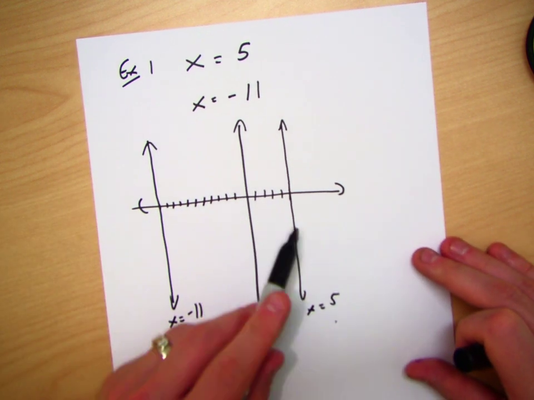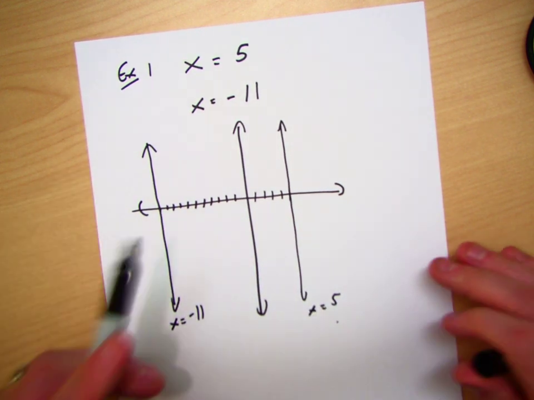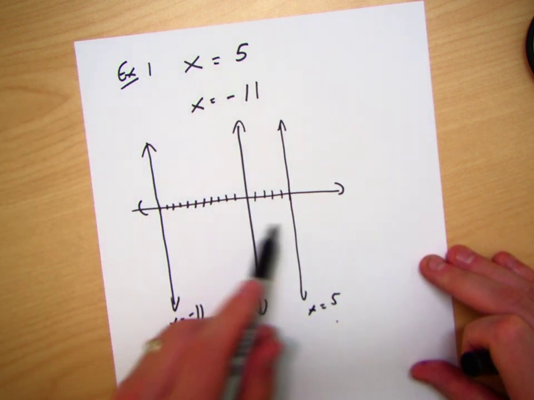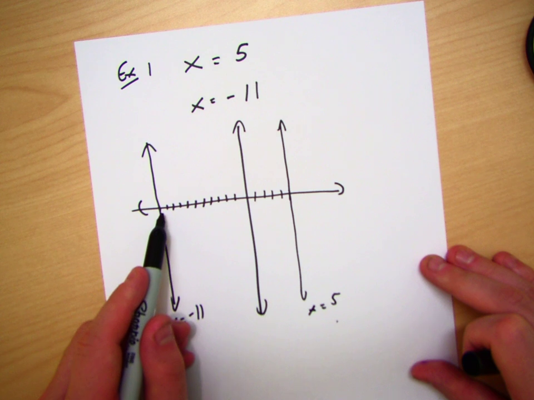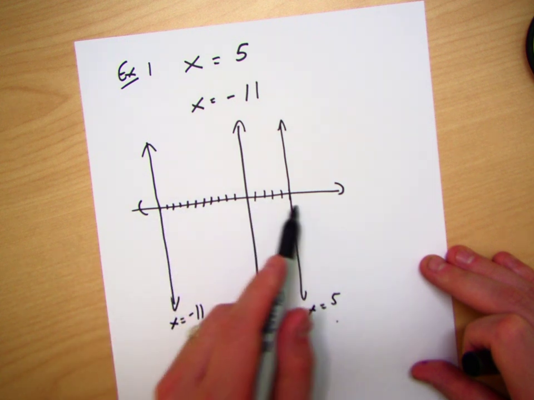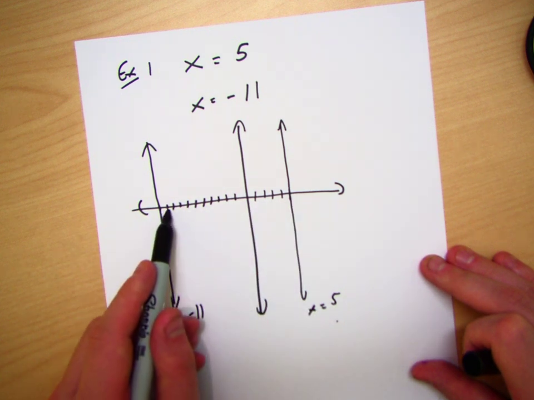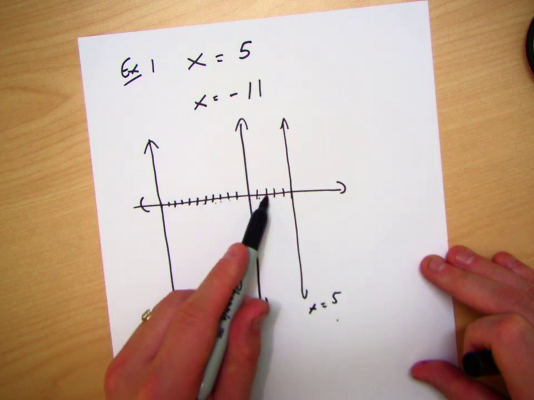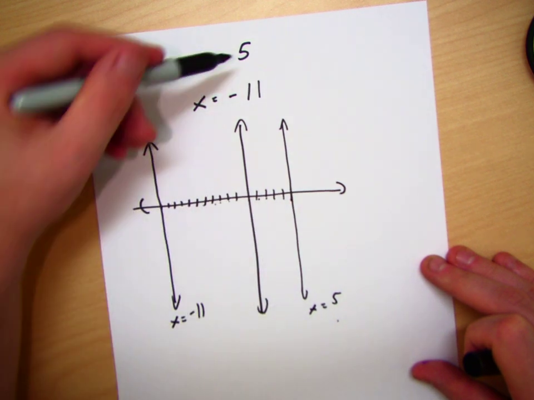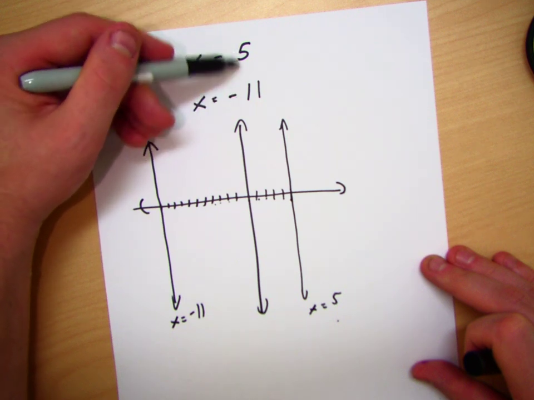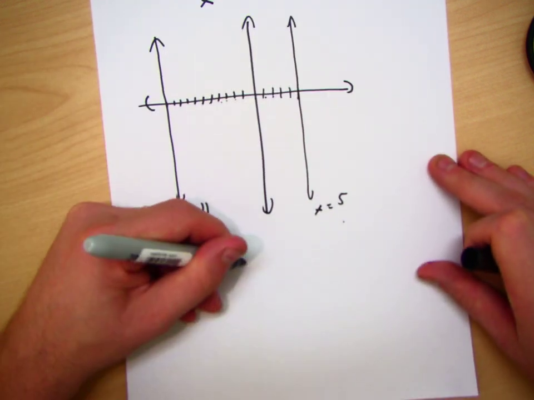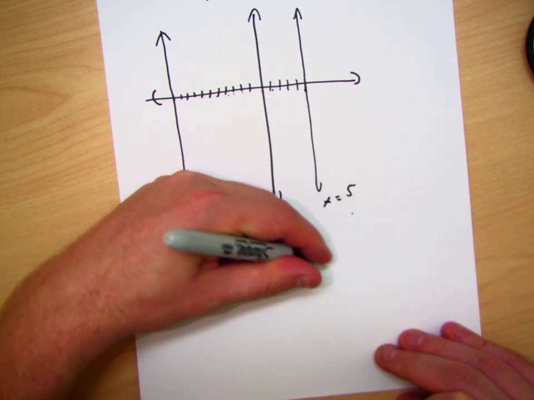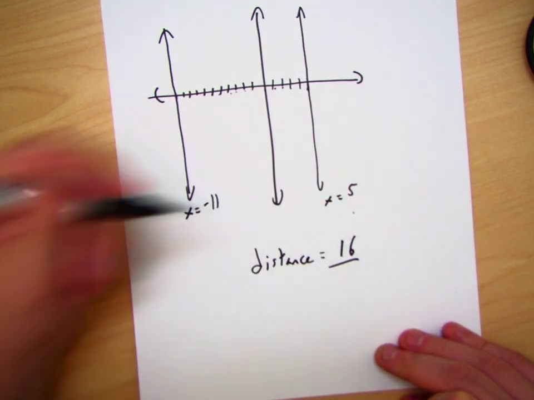Well, this one's very straightforward because I don't have to do much math. I just want to find the distance between these two lines. Because they're vertical, it's just going to be the difference in increments between them. I could count 1, 2, 3, up to 16, or I could have just found the difference between 5 and negative 11 is 16. So the distance between these two lines will equal 16, and you're done.